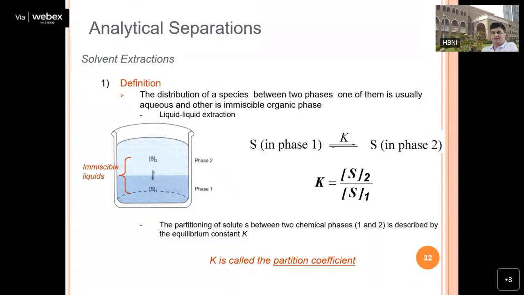So solvent extraction, how to define it? As the name suggests, basically in this we are using two different solvents. It is the distribution of species between two phases, where one of them is usually aqueous and the other is an immiscible organic phase. So we are using both an aqueous and an organic solvent, and that we call liquid extraction.